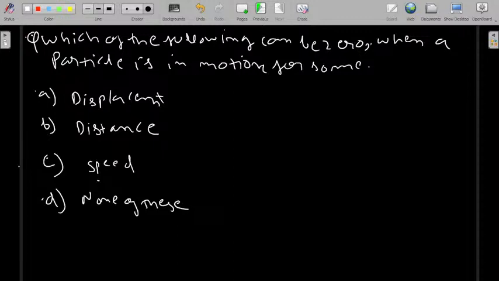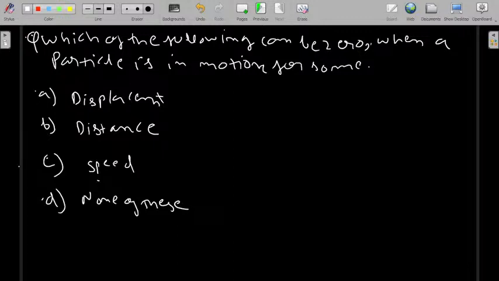Displacement, or you know what, shifting location. Yesterday we discussed how you can say whether a thing is at rest or in motion. If an object is in motion, then it is changing its position with respect to the observer along with time. If you are changing your position, that means you definitely have some speed. So distance cannot be zero, speed cannot be zero.